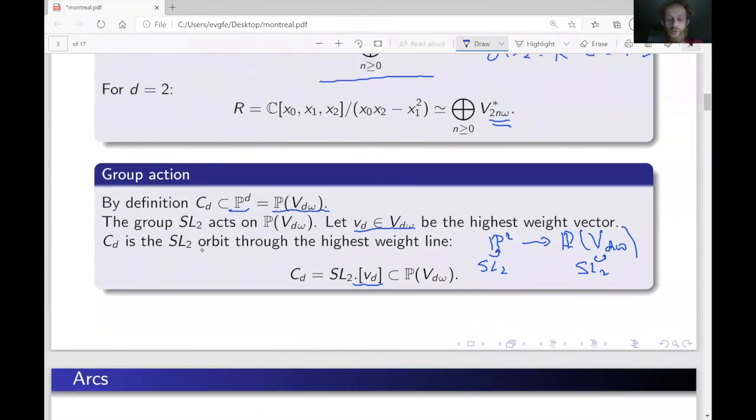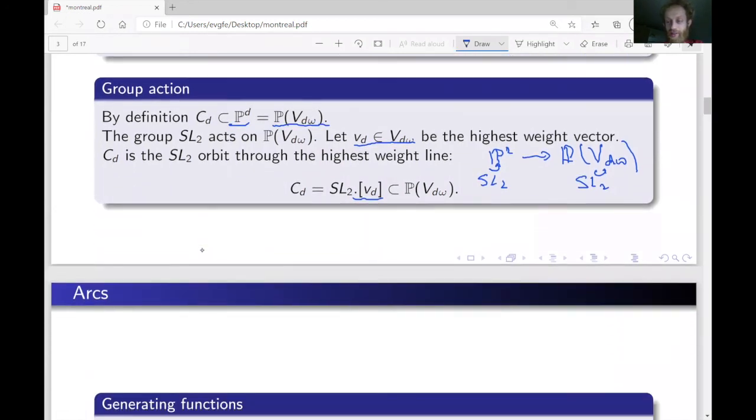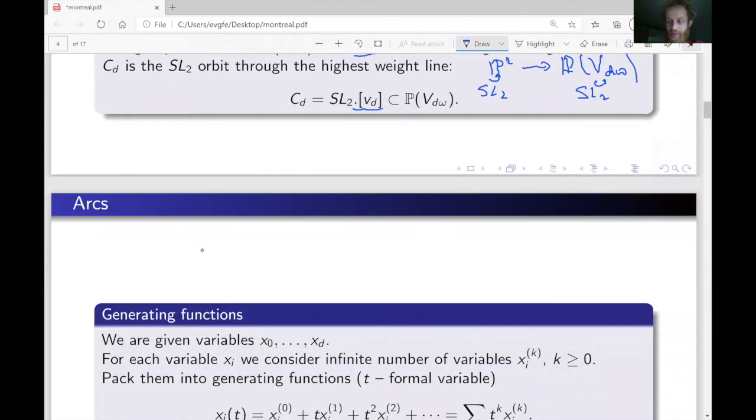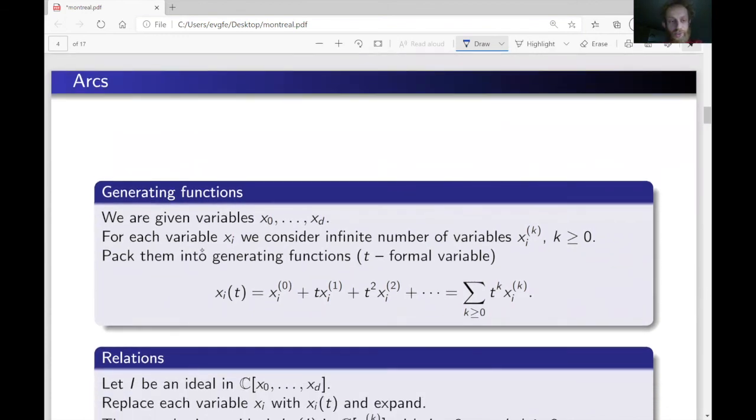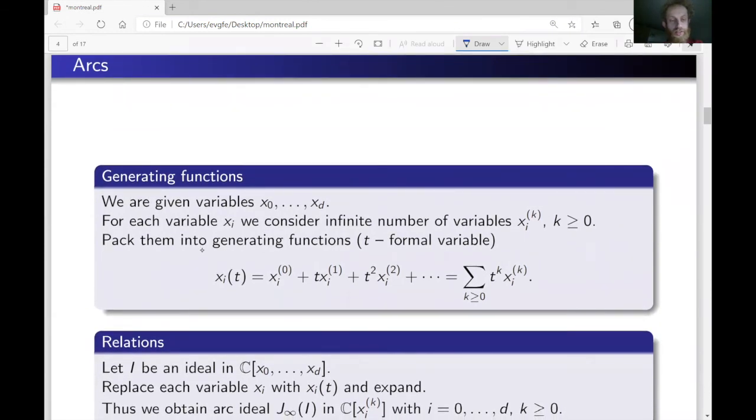And so what we are going to do is to somehow make life much more complicated, by making an infinite number of variables out of a finite number. And here is the picture. This is called arcs, sometimes called arc schemes. There are many reasons why one should be interested in such a picture. Probably the first person to study this was John Nash.